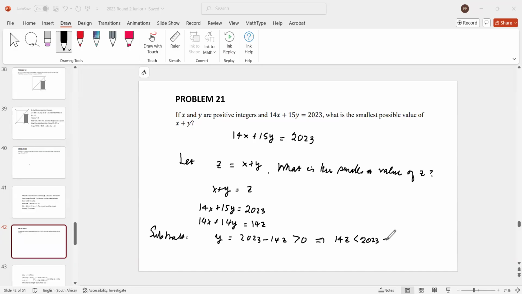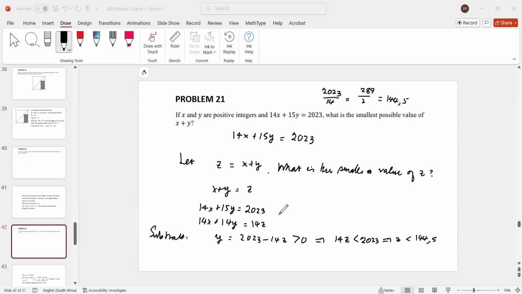And you can solve for z. Let me just put that down, 2023 divided by 14. 7 goes into both of them. 289 over 2, you get 144.5. So z is less than 144.5. So your x plus y must be smaller than that.